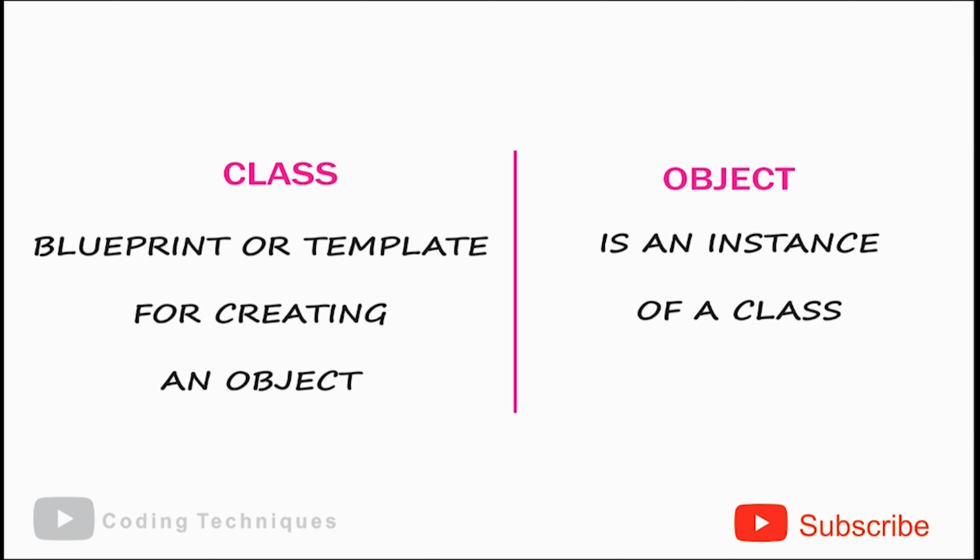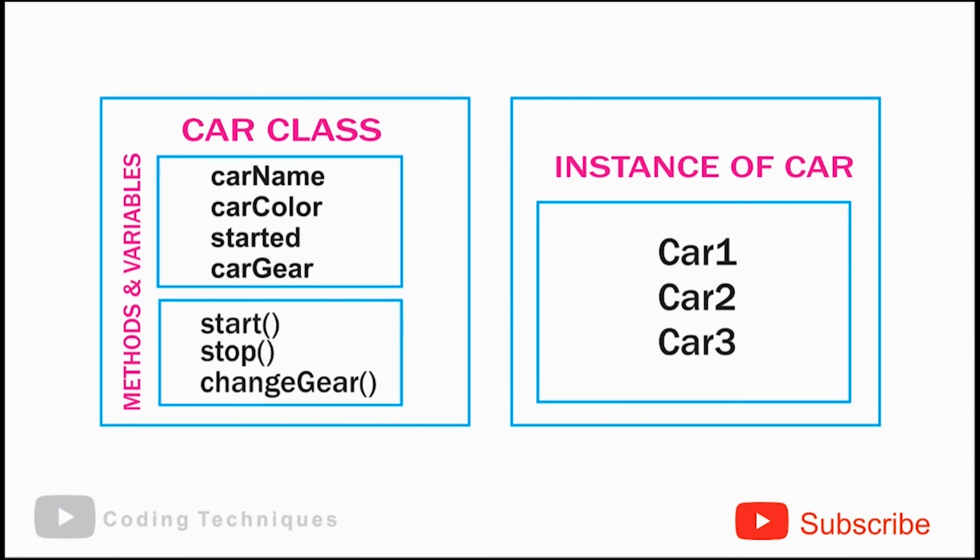In dealing with object-oriented programming, we deal with classes and objects. A class is a blueprint or template for creating an object, while an object is an instance of a class. Here is an example of a class and object.